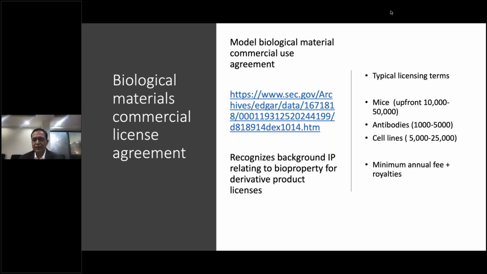Typically, these are industry standards: mice today, when you get them from a good institution or a private entity, could be anywhere between $10,000 to $50,000. Antibodies are much cheaper. Cell lines are also priced somewhere in between mice and antibodies. All of them carry in a way a minimal annual fee, so that it's easy to track where those bioproperty are existing, and the research users also see the value of that. Therefore, they end up paying a minimal annual fee, and of course, when the final product gets licensed out or commercialized, there are royalties in a number of cases. So that's generally the broad model of the biological material commercial license agreement system.